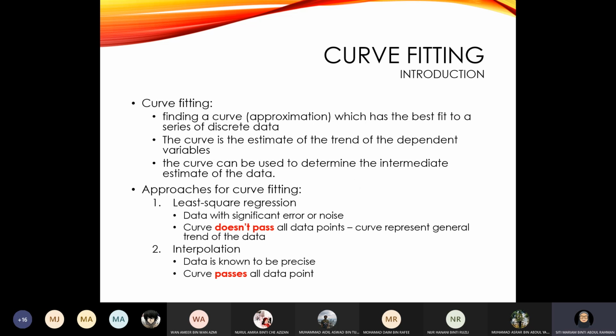So with least square regression, we already seen that it doesn't pass all data point and it represents a general trend of the data. So kalau interpolation, it will pass all data point yang kita nak tengok. So depending on the set of data yang kita nak tengok.